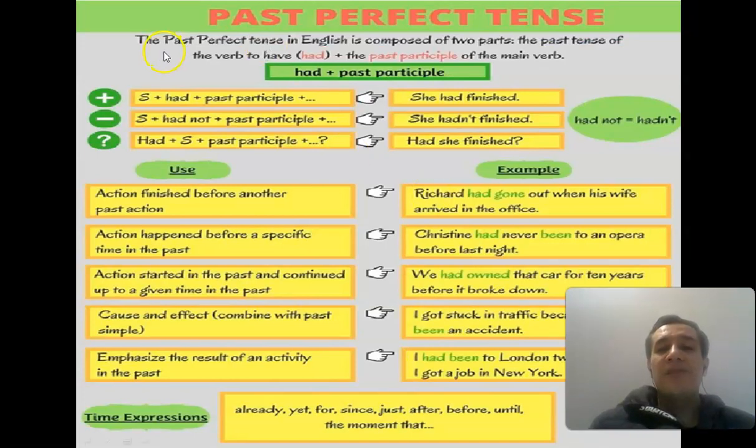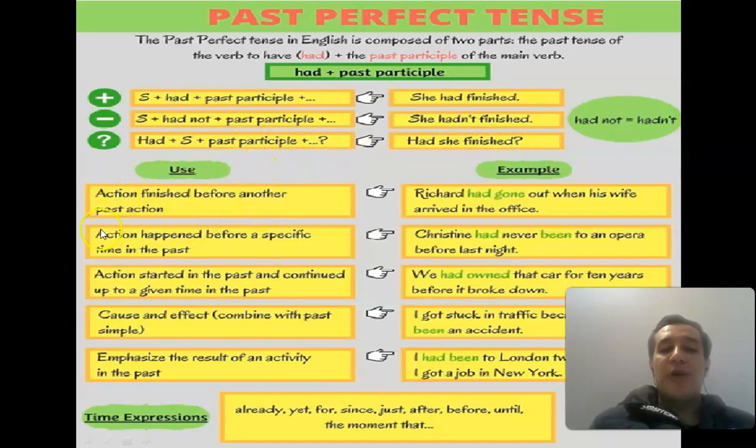Here we have the affirmative structure. We have the subject plus had plus past participle plus a complement if we have one. She had finished. And for negative structure, we have the subject plus had not plus past participle plus the complement. She hadn't finished. Had not, the contraction hadn't. And for the questions, had plus subject plus past participle plus complement. Had she finished?